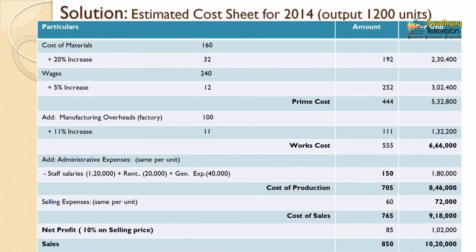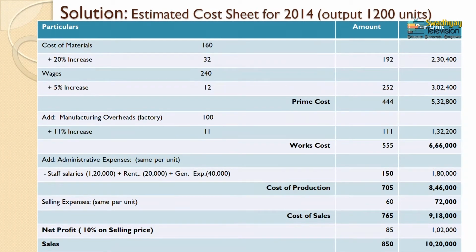and the total amount of the manufacturing overheads is 111 rupees multiplied by 1200 units, which comes to 1,33,200 rupees. The total amount comes to 555 rupees per unit, and amount 6,66,000 rupees, which is actually the work cost. Now, this is the second part of your unit costing, estimated cost, its work cost.